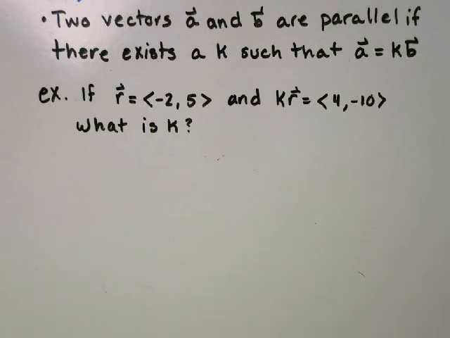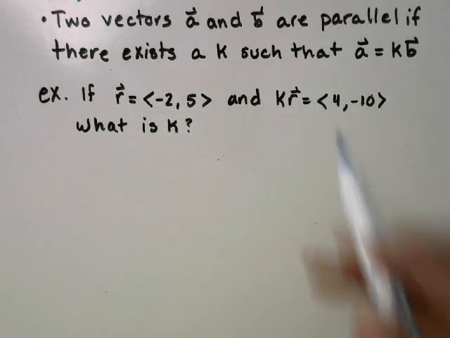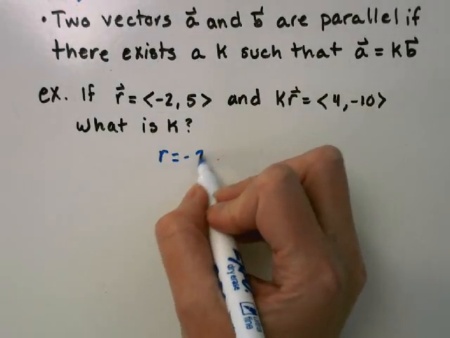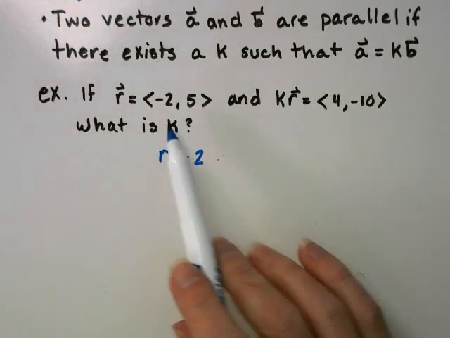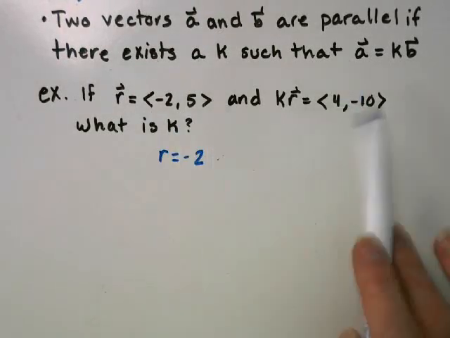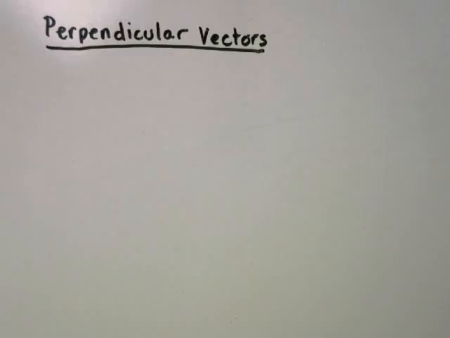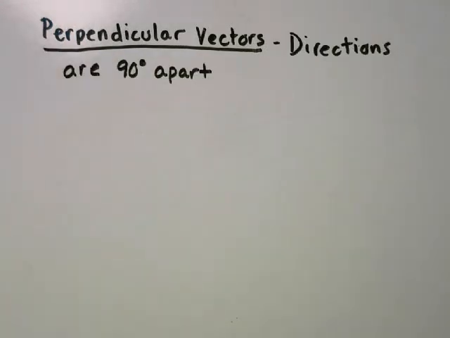If R is equal to (-2, 5), and KR equals (4, -10), what is K? So we're looking for the number that we'd multiply this by that would result in this, which is -2, because -2 times -2 is 4, 5 times -2 is -10. Next, perpendicular vectors: the directions are 90 degrees apart from each other.